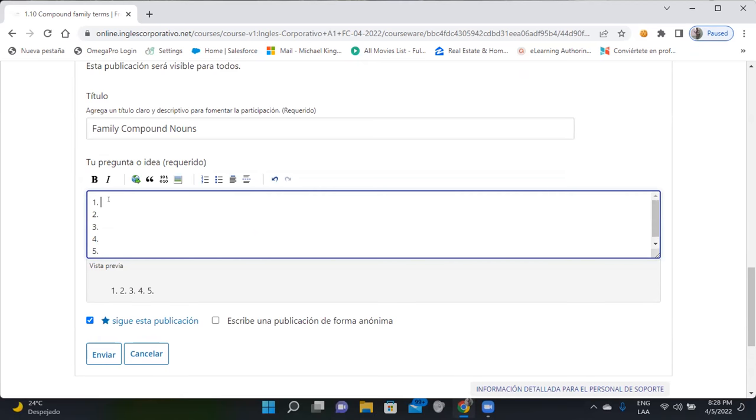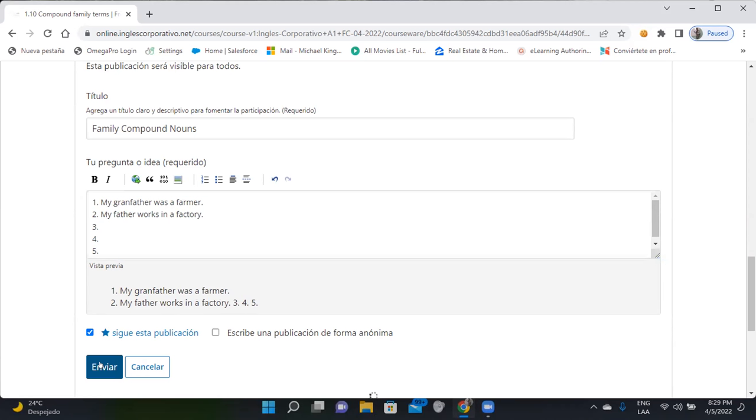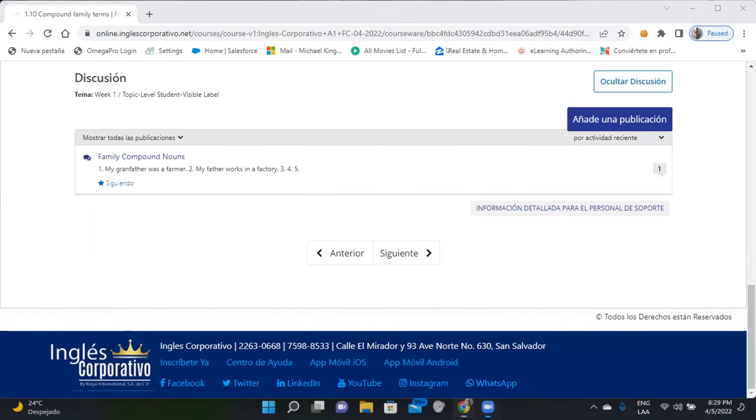For example, my grandfather was a farmer. My father works in a factory. Do you have any questions? And then you will click enviar. Do you have any questions? No, teacher. All right, you will have 5 minutes. You can write the same examples as your pairs.